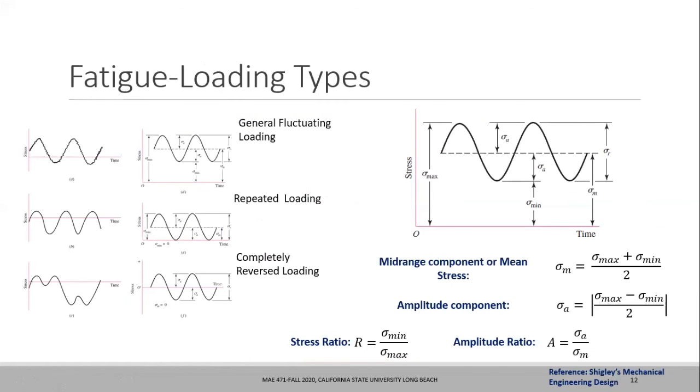So these are some of the parameters we were seeing: how to calculate the mid-range component, which is half of the max and min, how to find the amplitude component, and what the amplitude ratio is, and what the stress ratio or R ratio, R value is. You basically take the ratio of minimum stress to maximum stress, and that is your R ratio, and similarly you have the amplitude ratio.